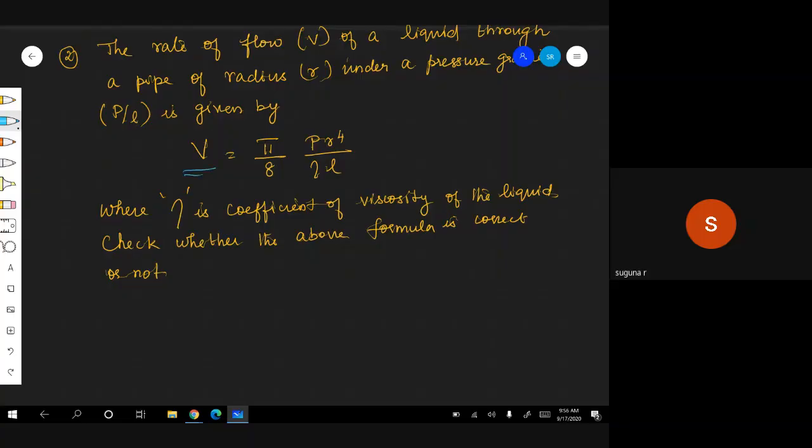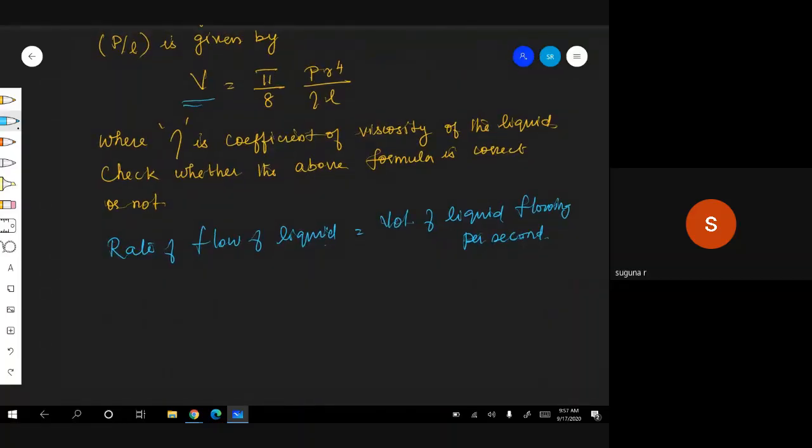आपको तो V का dimension चाहिए ना? Rate of flow is only given by V. What is rate of flow of liquid? That you should have an idea. Rate of flow of the liquid is nothing but volume of liquid flowing per second. Are you following? Is it clear?